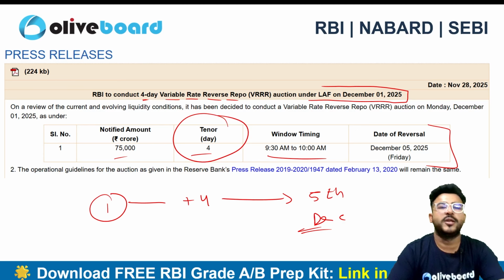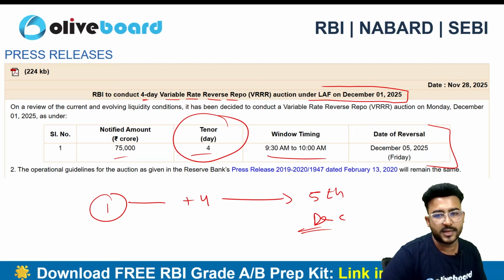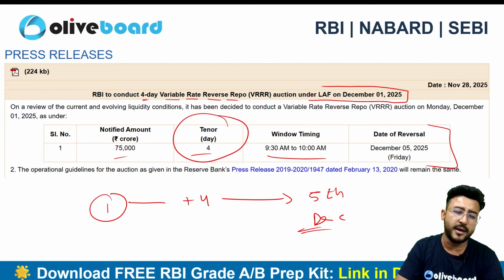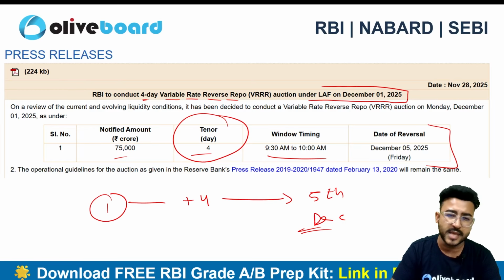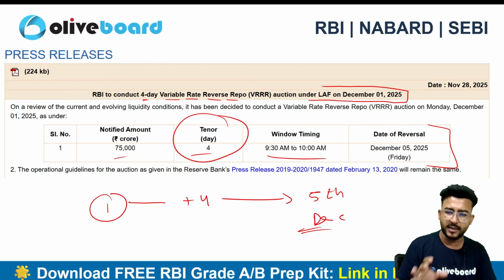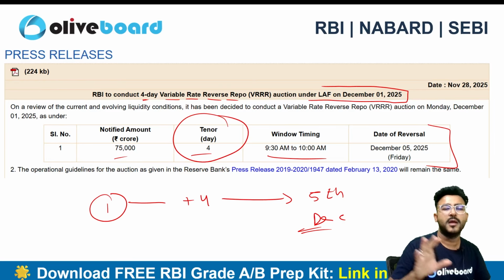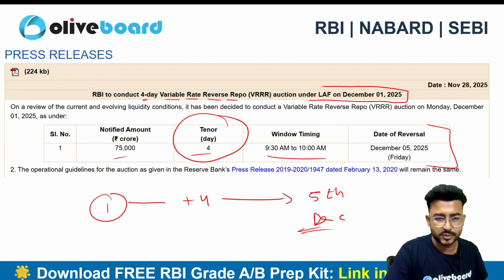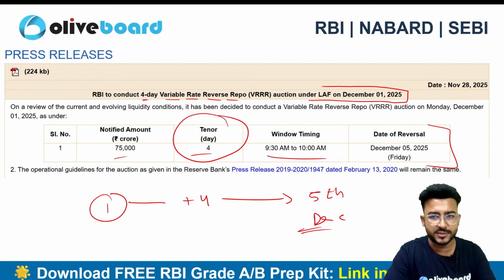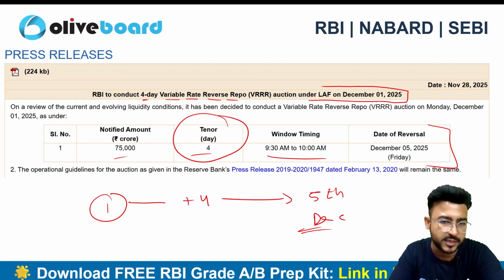Now why they are actually doing this is because there is too much liquidity as of now in the banking system, and RBI wants to absorb this excess liquidity, right, so that the interest rate remains stable, the inflation remains under control, and money market discipline is also maintained here. That's why they are doing a VRRR auction.